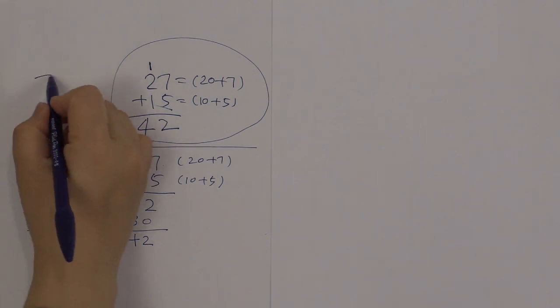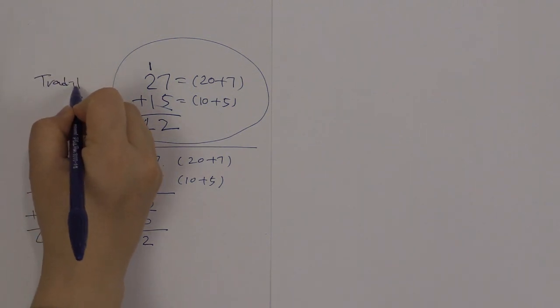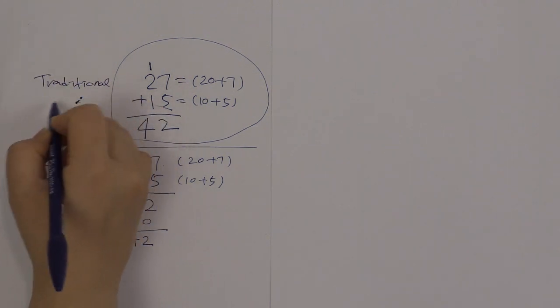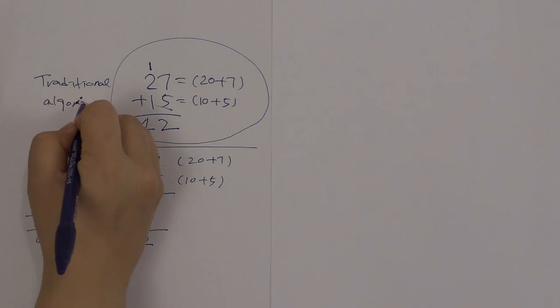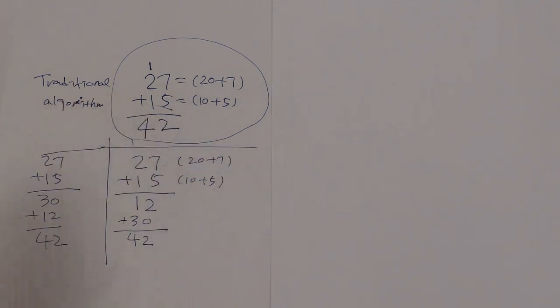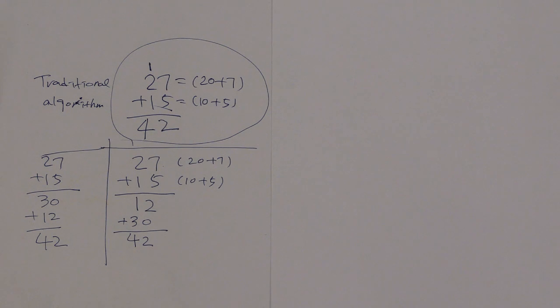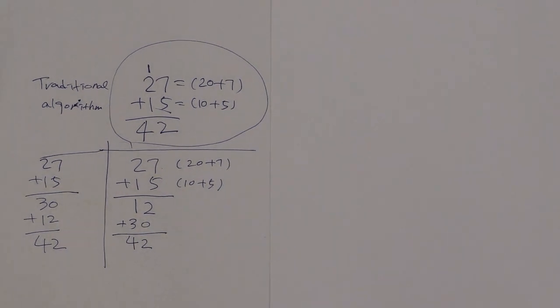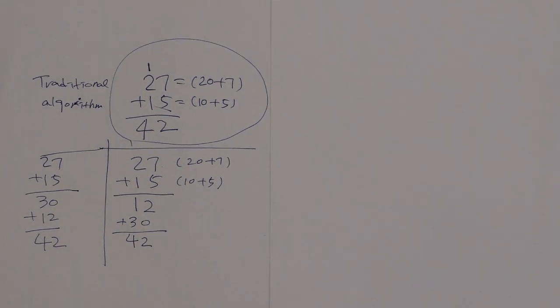So the traditional algorithm is not bad. It is very effective only if they master the process. But it takes lots of practice to master the process, because it does not clearly show what's going on in this process. Does it make sense?